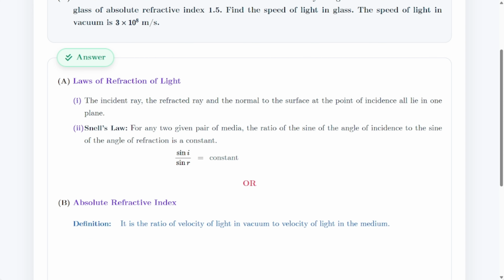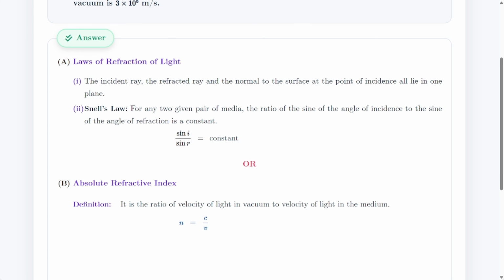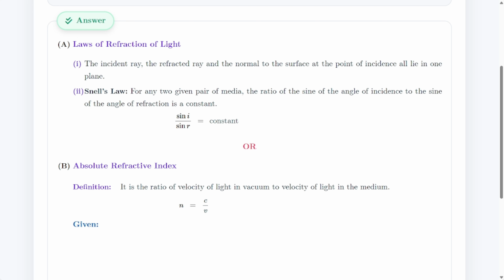It is simply defined as the ratio of the velocity of light in a vacuum to the velocity of light in that specific medium. Mathematically, we can write this formula as n equals c divided by v. Great. Now, let's solve the numerical part.